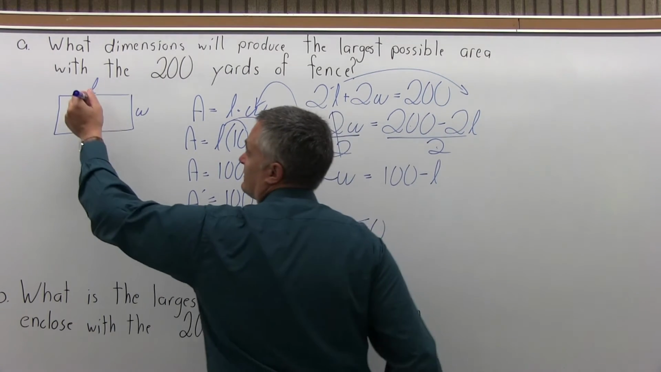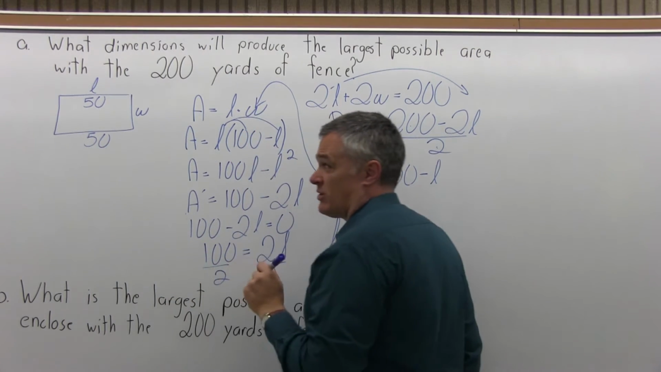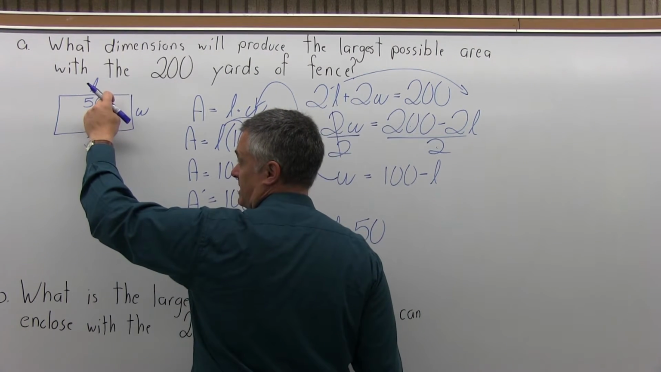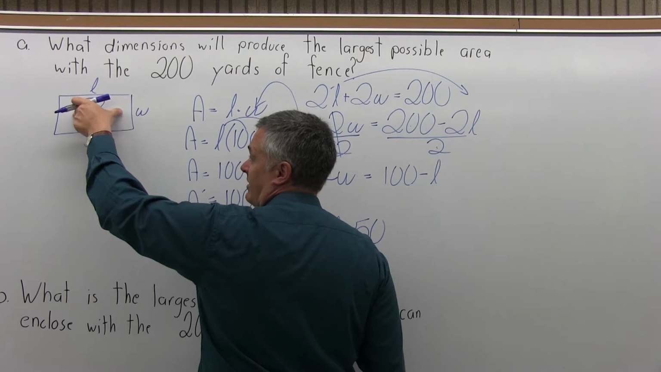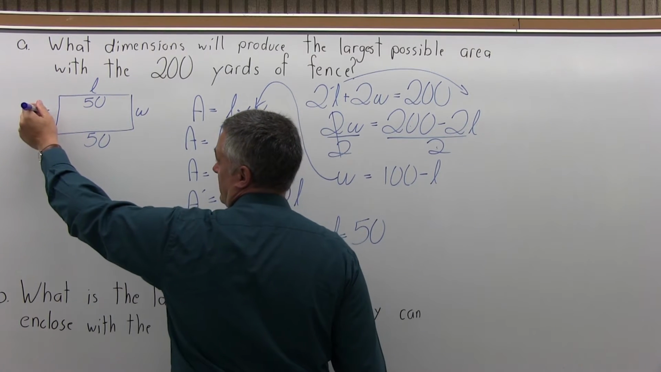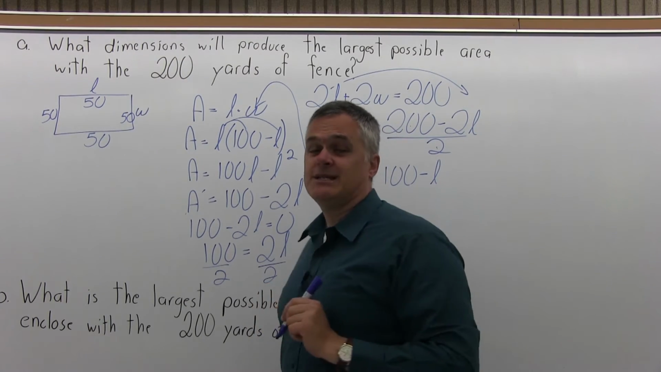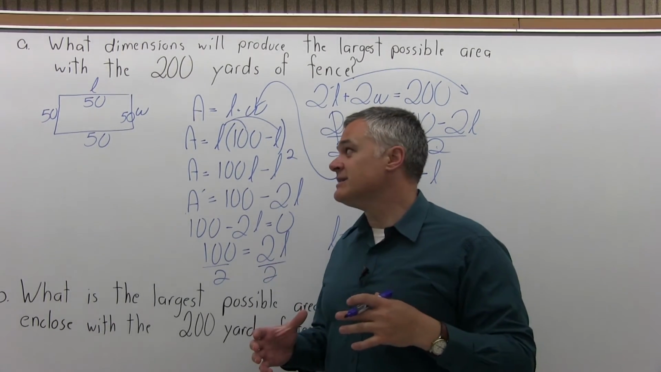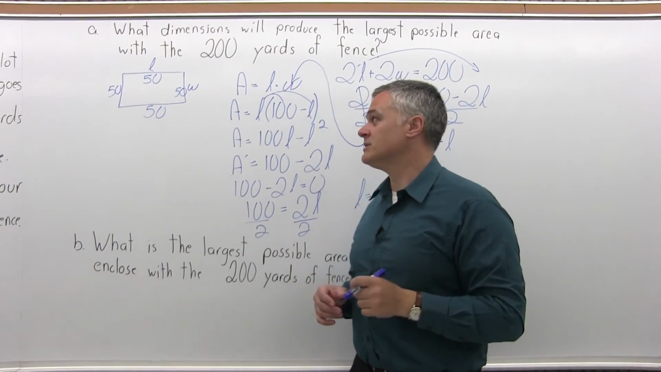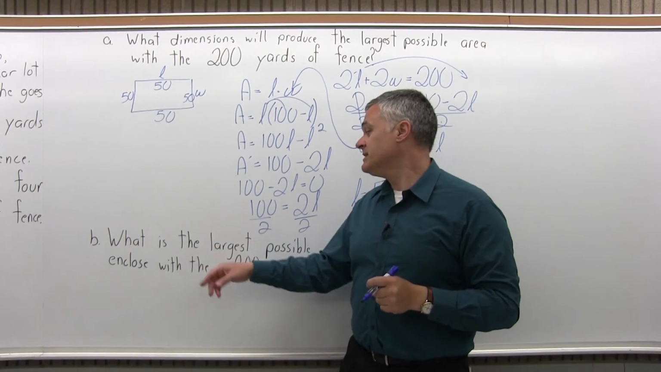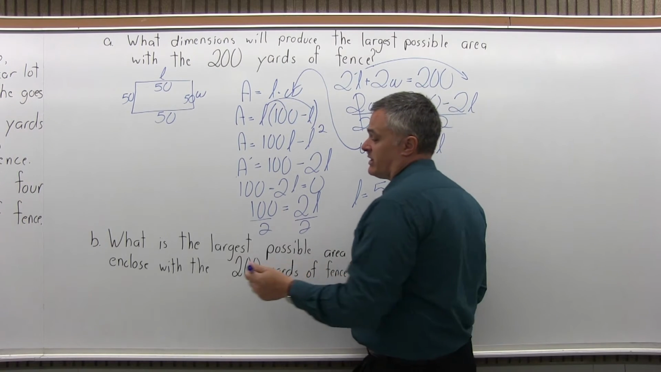So now that L is 50, the top and bottom will both be 50. Now again, there's 200 altogether, so I used up 50 for the top, so I'm down to 150, 50 more for the bottom, I'm down to 100, and because it's a rectangle, the remaining 100 will be split equally, so it winds up being actually a square that's 50 yards on each side. So 200 yards of fence, those dimensions of 50 on each side make the biggest amount of area you can enclose.